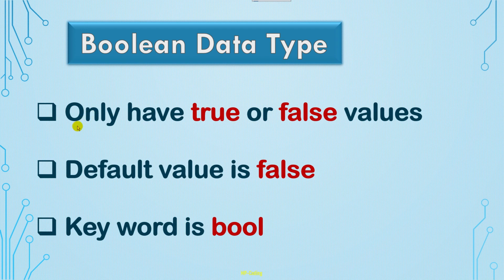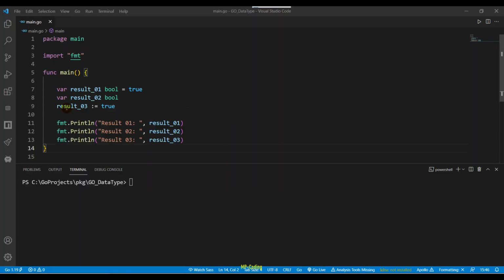Then here we discuss the Boolean data type. This data type only has true and false values. Here the default value is false and the keyword is bool. This is the main thing we have to know about the Boolean data type. Then let's see the usage of the Boolean data type. So this is how we create variables using the Boolean data type.